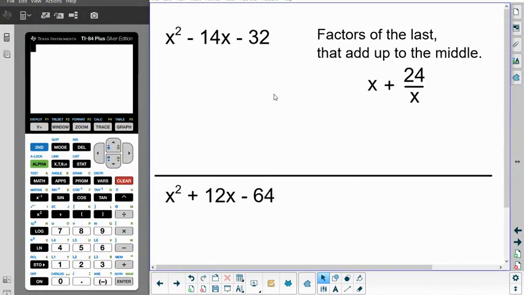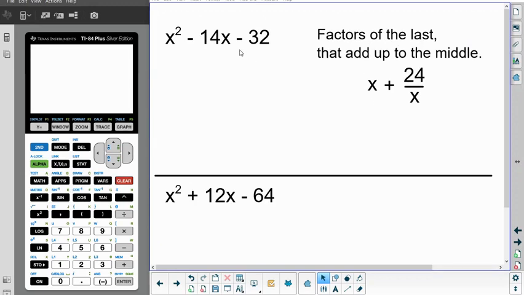All right, so let's do this problem with the subtraction in it, and I also put another one down here for us to do at the end. I copied over some notes from the last slide: that phrase, factors of the last that add up to the middle, and I also copied down the expression that we used in our y2.